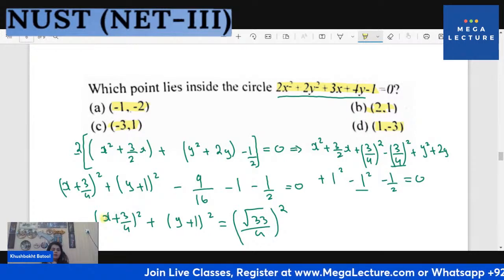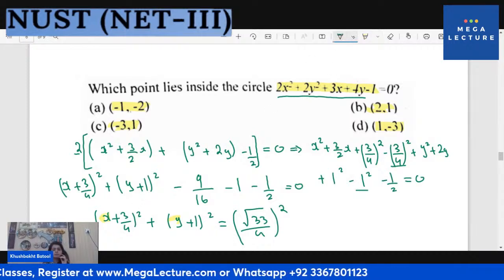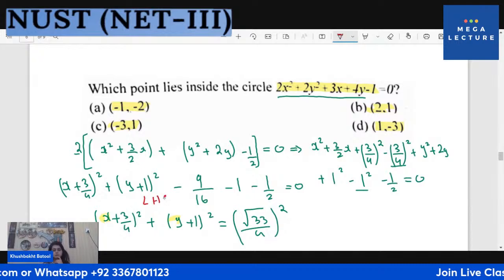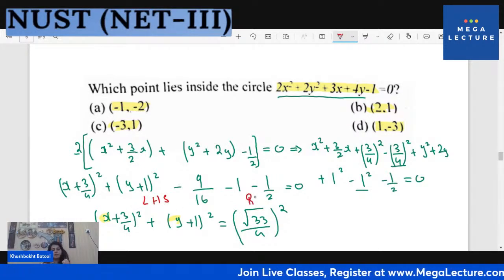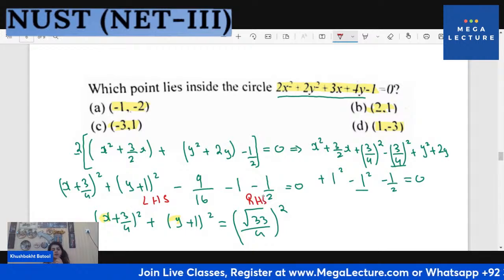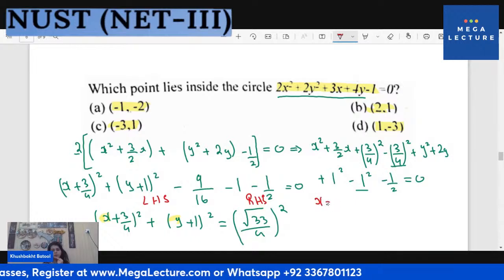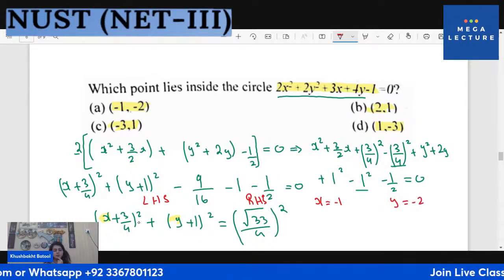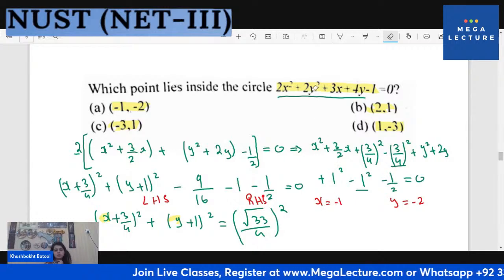I'll be plugging in the x coordinates and y coordinates. I'll see if the left side turns out to be lesser than the right side, then that point would be lying inside the circle. Okay, so let's get started. Let's use x equals minus 1 and y equals minus 2. So when I will use x equals minus 1, let me just, I can write it here.